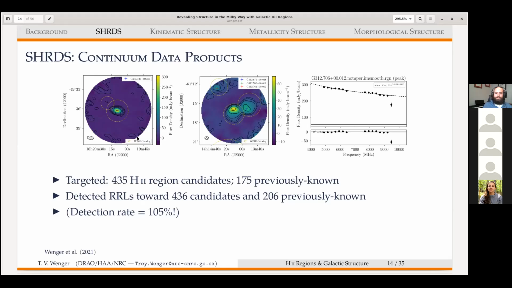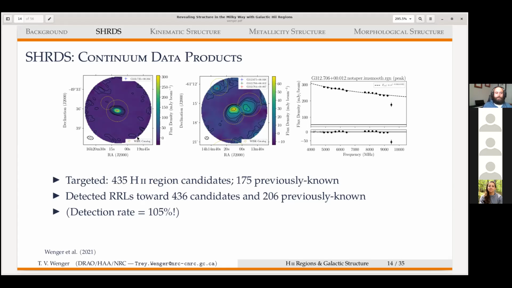So in total, we targeted 435 H II region candidates, and then about 200 previously known H II regions, just so we could get some better data than what we had previously. And in fact, we detected more than what we targeted. We detected 436 candidates and 206 previously known H II regions. And so this was the first project that I was a part of that had a greater than 100% detection rate. That was kind of fun.